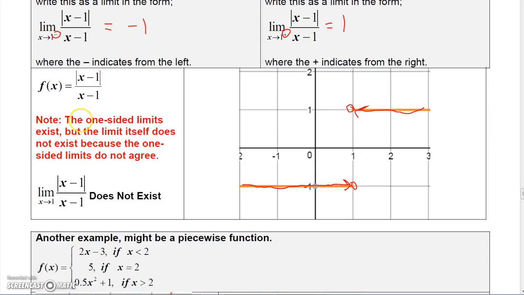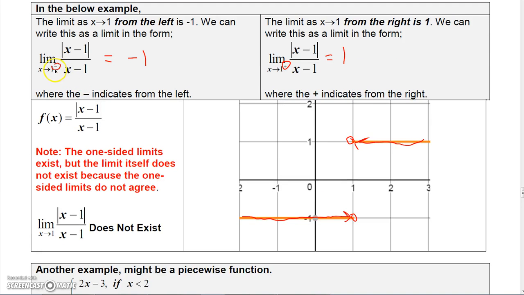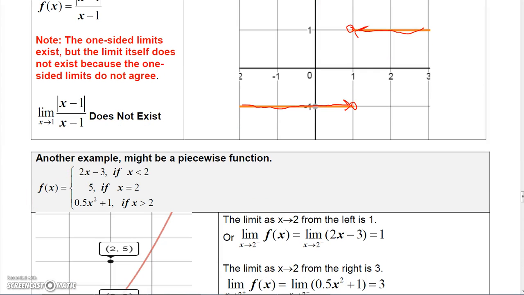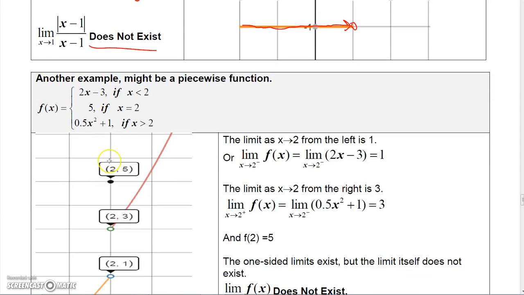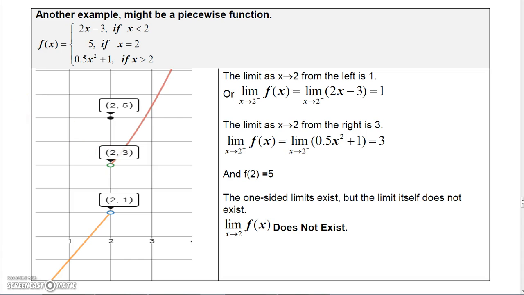Now, the one-sided limits exist. The left-hand limit, which is what we call this, is negative 1. The right-hand limit for this function as x approaches 1 is positive 1. But the limit itself does not exist since the right-hand and left-hand limit disagree. Okay. Now another example of where you could have left-hand limits and right-hand limits but not have the limit itself might be a piecewise function. So let's take a look at this.